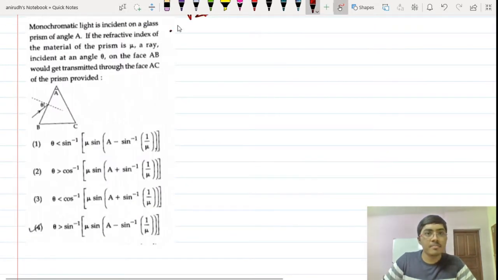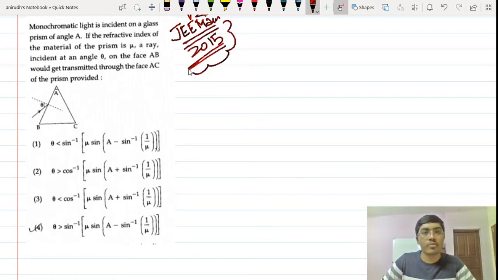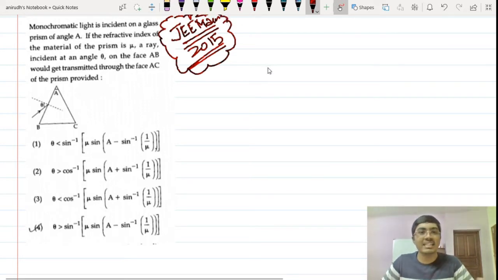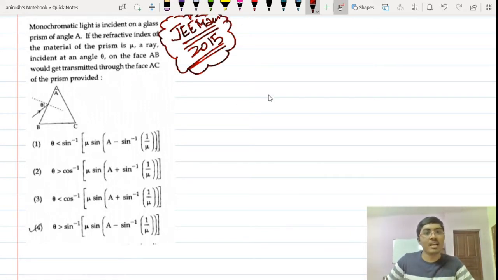This question is from JEE Main paper 2015. This is a 5 years old question paper. You might or may not have seen this question as we are preparing for the NEET exam, but yes, this is a good question, and this only requires whatever we have dealt with in the discussions of prism previously.